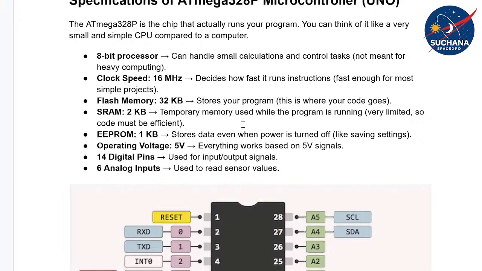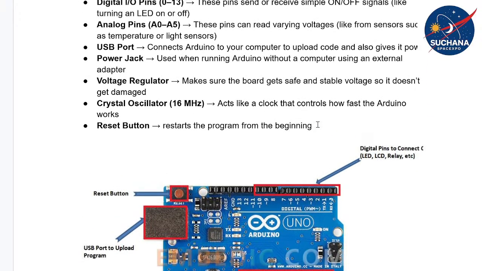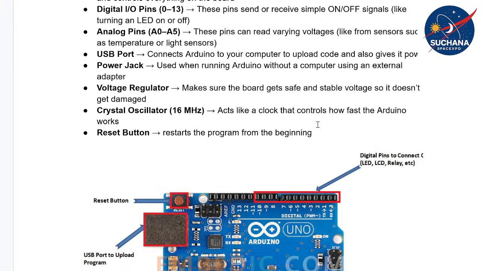What exactly do you mean? Let's say some pin is acting. See, we have a total of 14 digital pins on Arduino UNO. Okay, 14 GPIO pins, general purpose input and output.